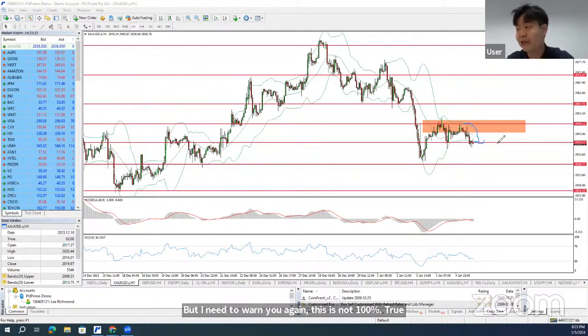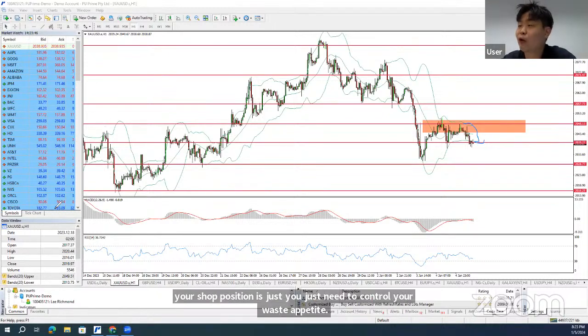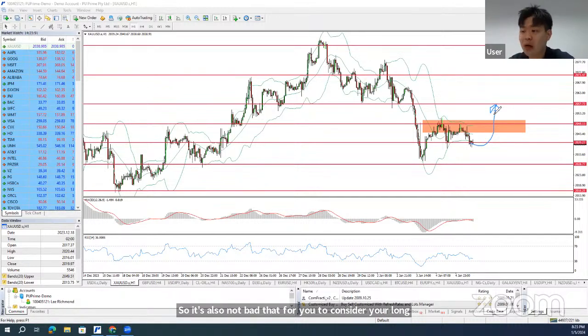And if you love risk, you can do something different from the market. If you are correct, your return should be high. But of course, you are betting against a very low probability event happening. So you need to be aware of it. I don't rule out the possibility of you doing your long position or your short position. You just need to control your risk appetite. So it's also not bad for you to consider long positions, because you are betting on a lower probability event but with a higher return.